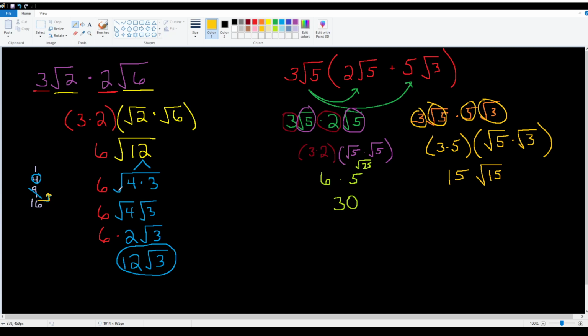15 divided by 9 doesn't work. 15 divided by 4 doesn't work. So that means that this is completely simplified. So we don't have to simplify this. We're good. We did our first part. We did our second part.